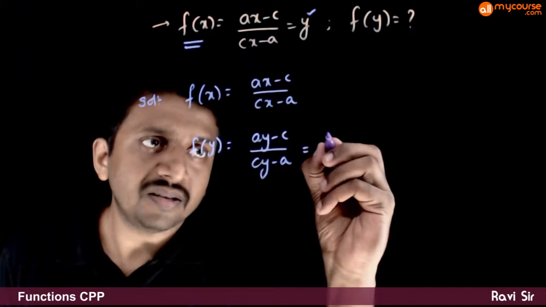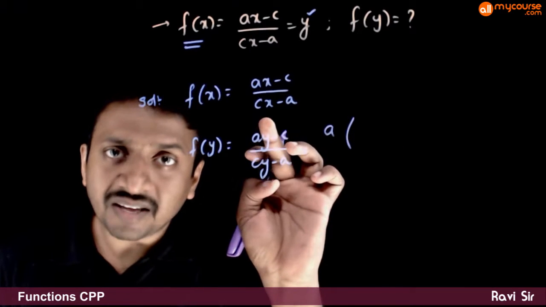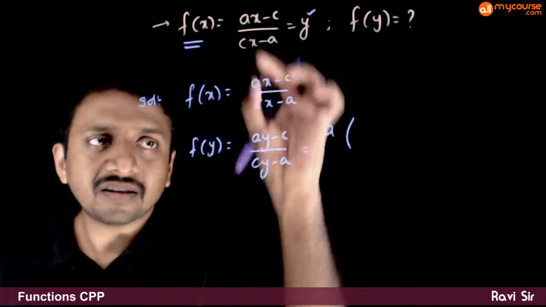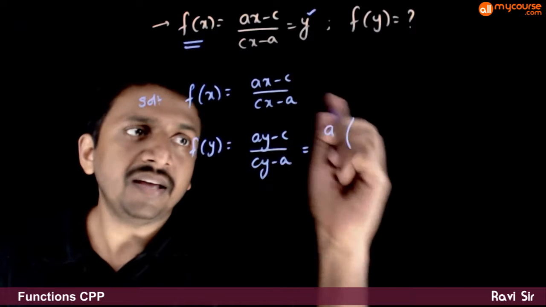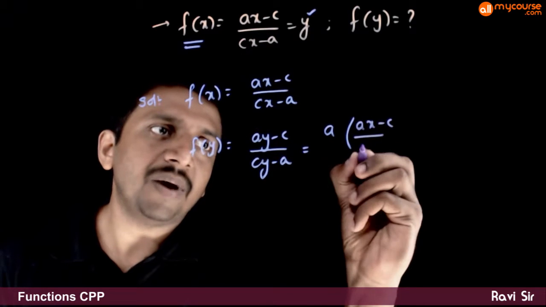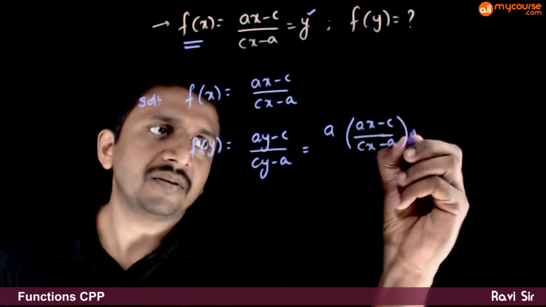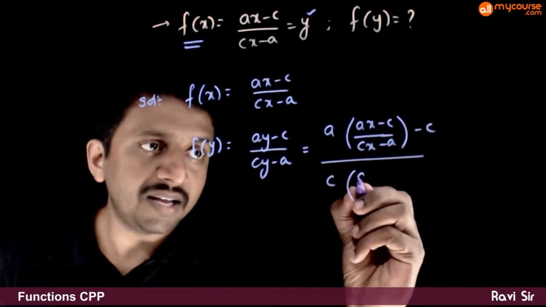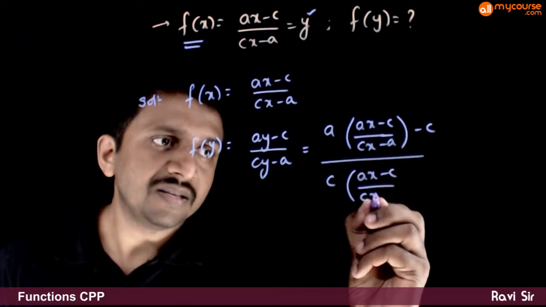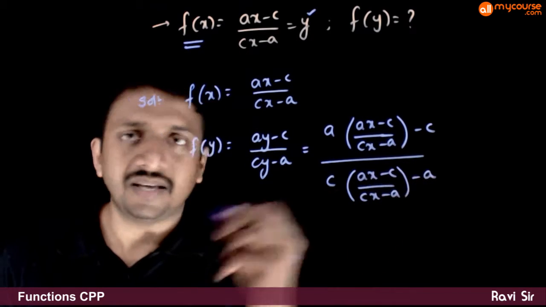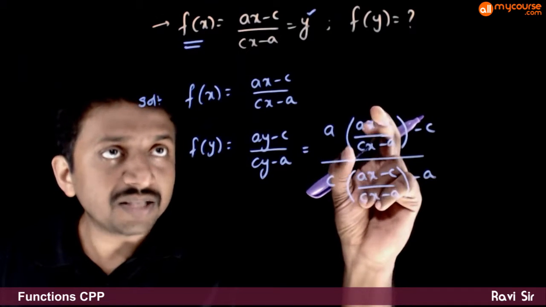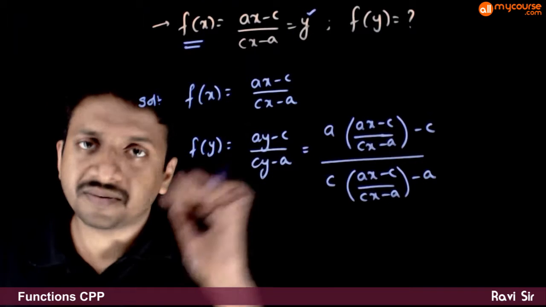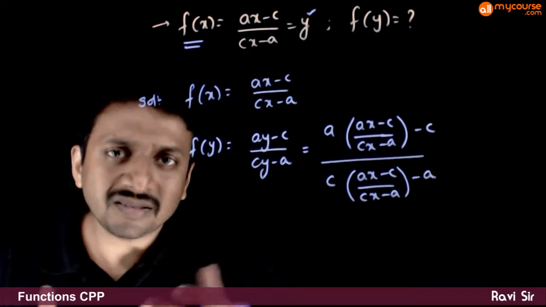So what we do is, a times what is y? We substitute y in terms of x again. So y is this. In the place of y, we put (ax minus c) by (cx minus a), minus c, divided by c times y, which is again (ax minus c) by (cx minus a), minus a. So in the place of y, we have substituted the value of y in terms of x. Now what is remaining is simplification.